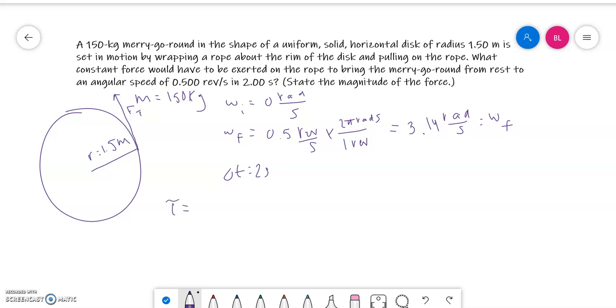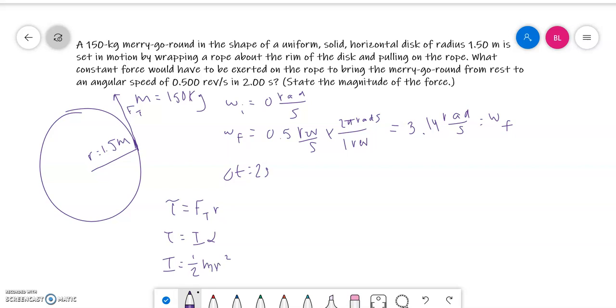So our torque equation includes force in it, and that would be torque is equal to the perpendicular force, which is the force of tension, times the lever arm, and that tension is being applied at 1.5 meters away from the center, so that's the radius. And we also know that torque is equal to the moment of inertia times the angular acceleration alpha. The moment of inertia for a uniform solid horizontal disc is 1/2 of the mass times the radius squared, letter R.